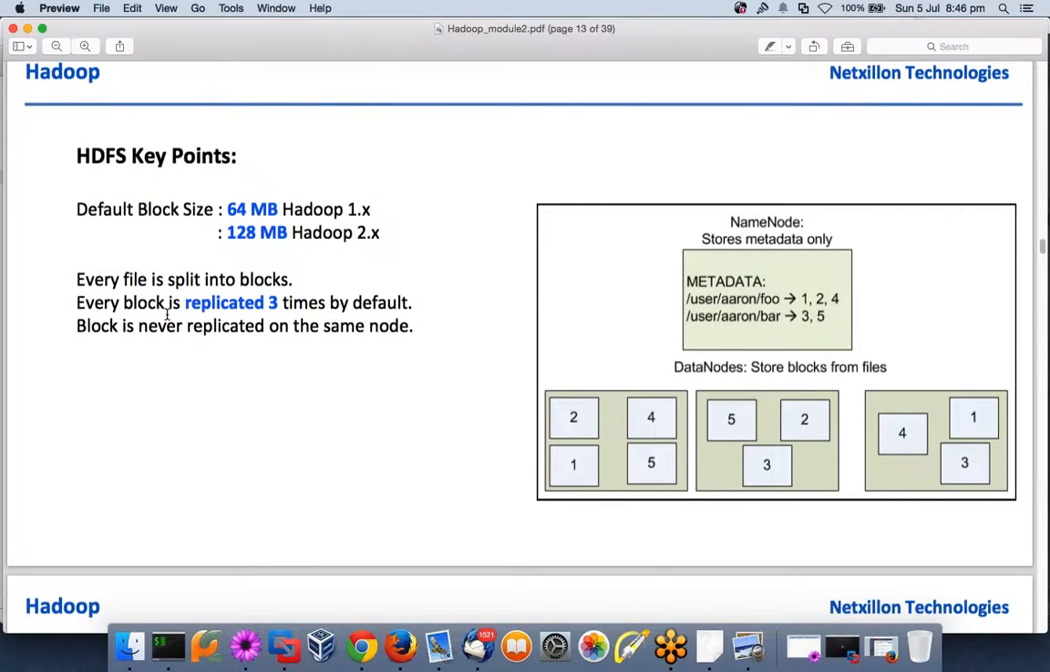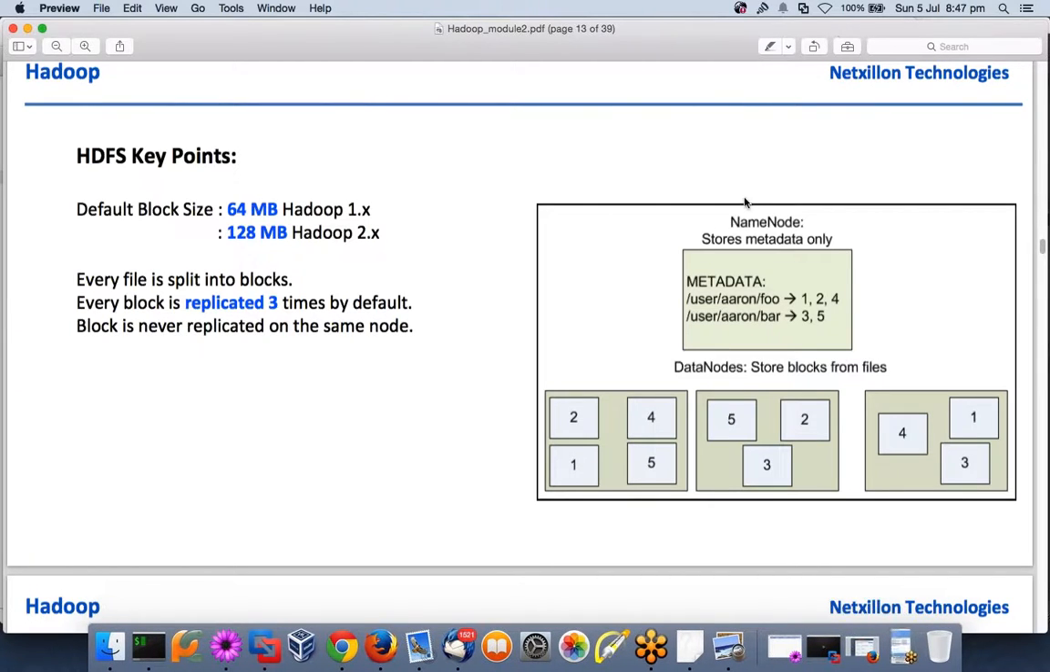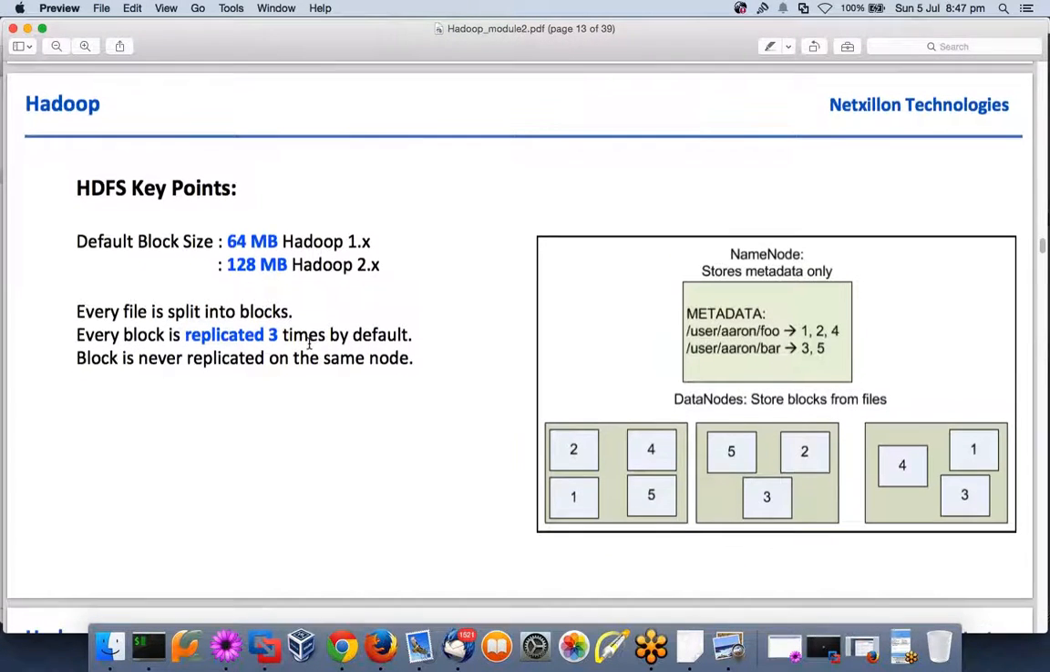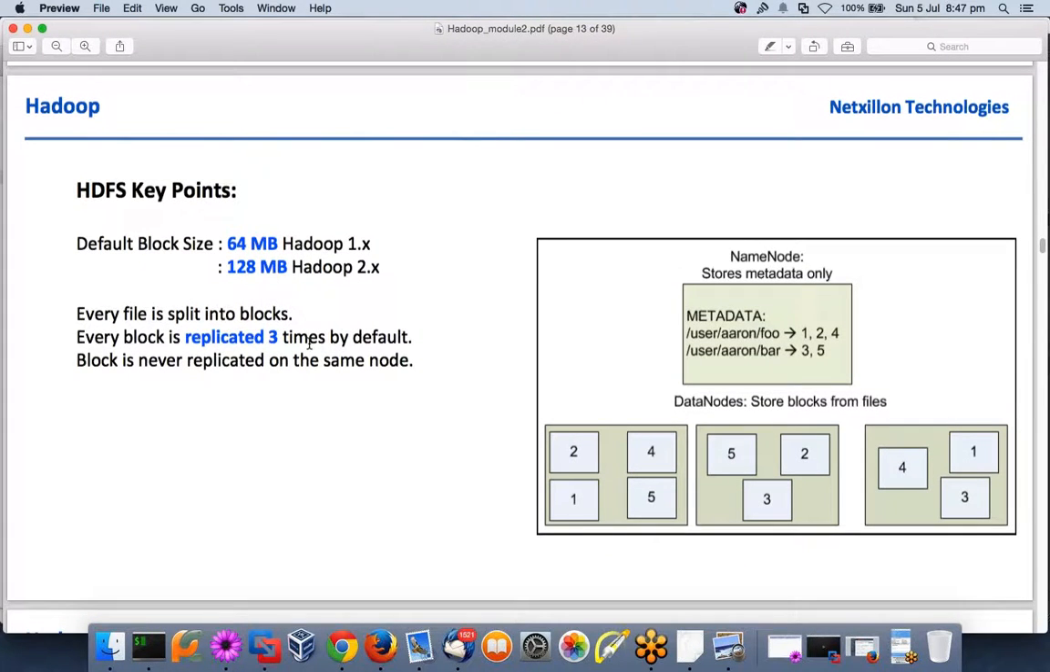Every block is replicated 3 times by default, right? So I do not need to put any kind of RAID in a system, meaning a redundant array of inexpensive disks. I do not need to mirror my disk. Whatever data I put will go to 3 places. Let's say I write a file which is split into two blocks, block 1 and block 2. Block 1 will be replicated at 3 places, meaning it will be on 3 data nodes. Block 2 will again be at 3 places.